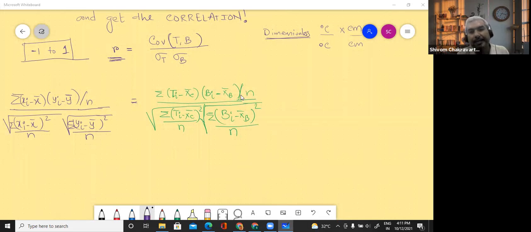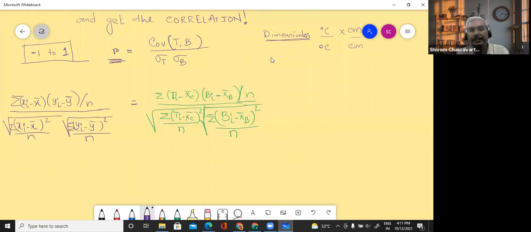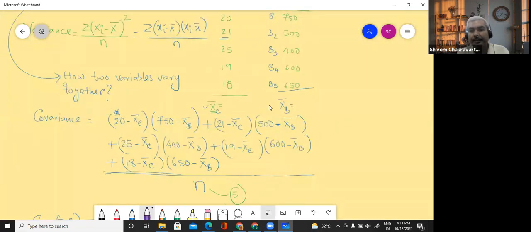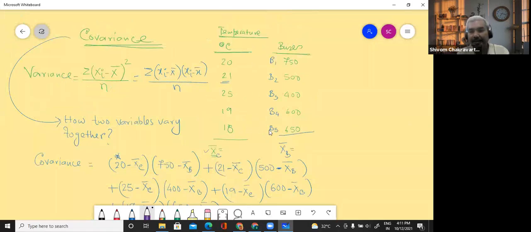Okay, what is T and B in the formula? T is the temperature and B is the number of buses. This is the original data, this initial example we are continuing with. So these are all the number of buses, and these are all temperatures.